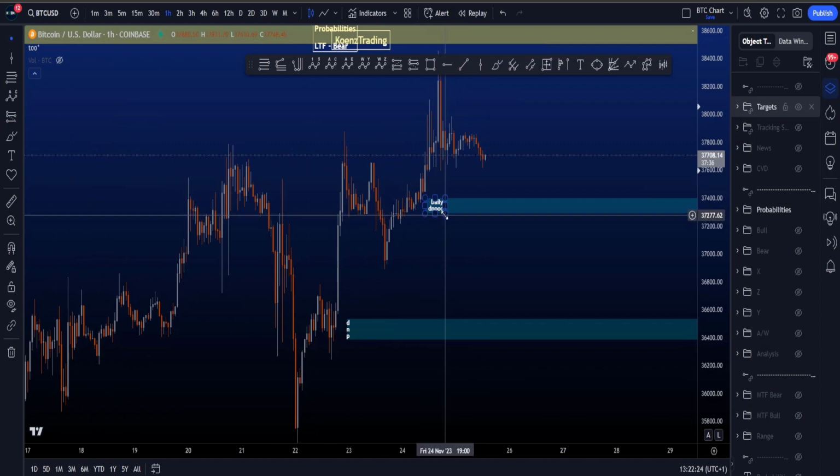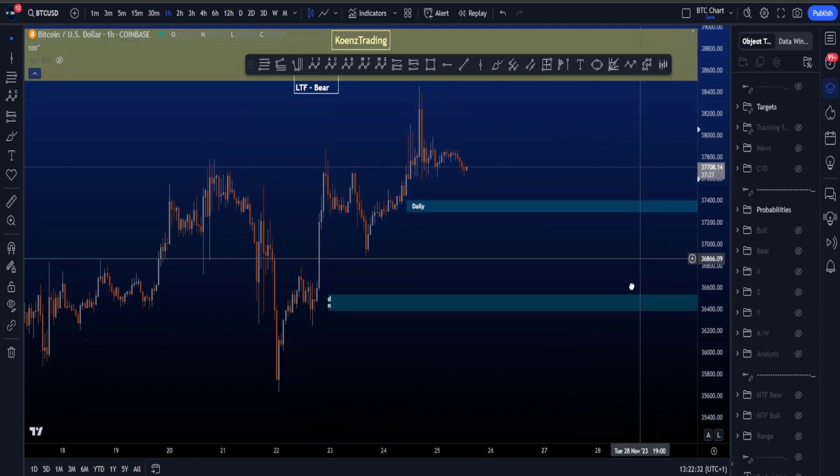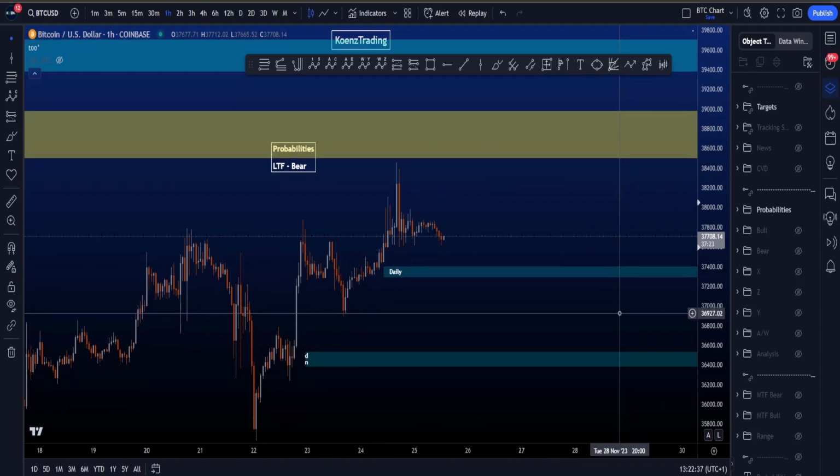We have a new fresh target box between 37.2k and 37.4k, and then this one was already on the chart, 36.3k to 36.5k, and then of course the yellow target box as resistance, 38.5 to 39k.